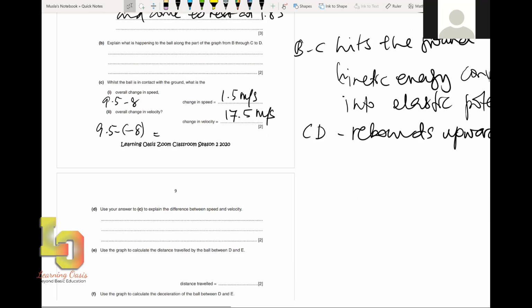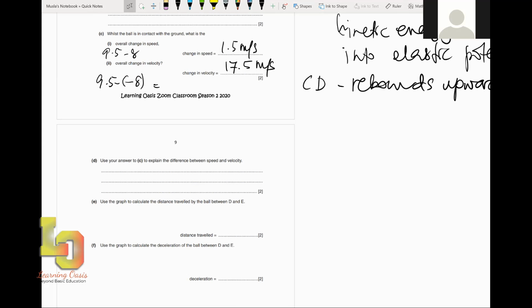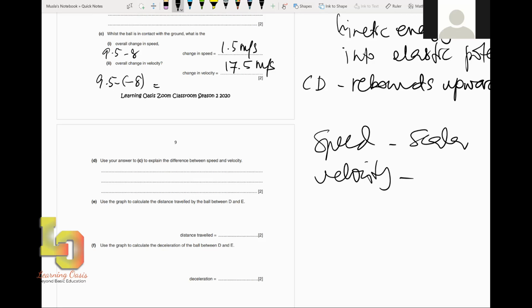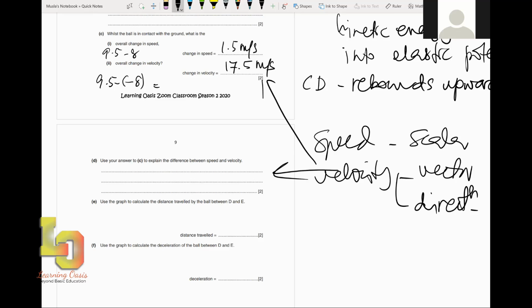Now use your answer to explain the difference between speed and velocity. How do you explain the difference between speed and velocity? If I ask just without referring to the ball, what is the difference between speed and velocity, everyone? Speed is a scalar quantity, while velocity is a vector quantity. With this knowledge, answer based on this. So explain the difference between speed and velocity.